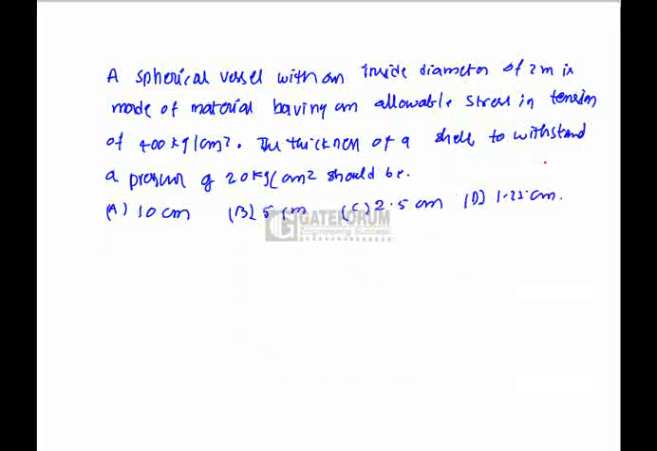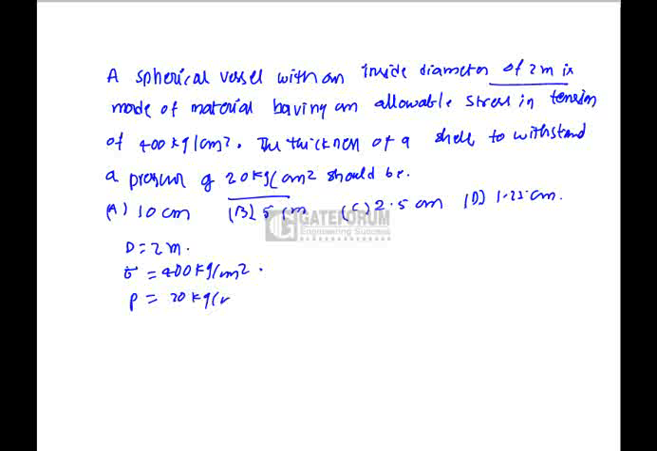The question is, a spherical vessel with an inside diameter of 2 meters, inside diameter D is given as 2 meters, is made of a material having an allowable stress in tension, allowable stress sigma given as 4000 kg per centimeter square. The thickness of the shell to withstand a pressure of 20 kg per centimeter square is asked. We have to find out the thickness up to which it is able to resist this much pressure.